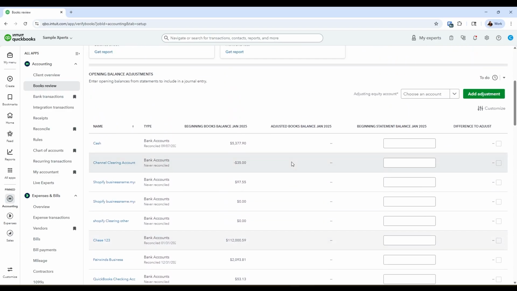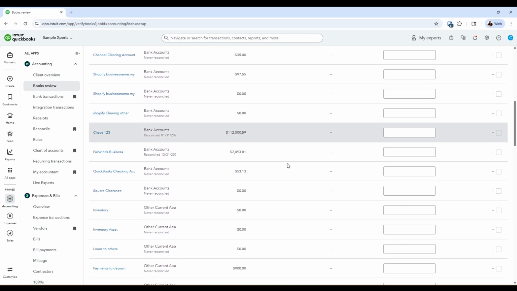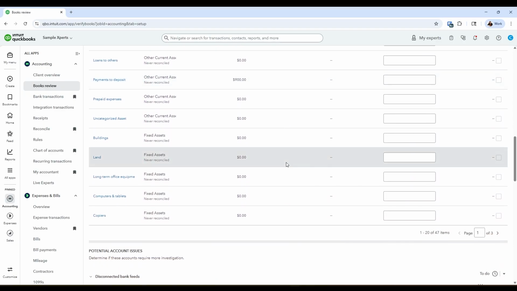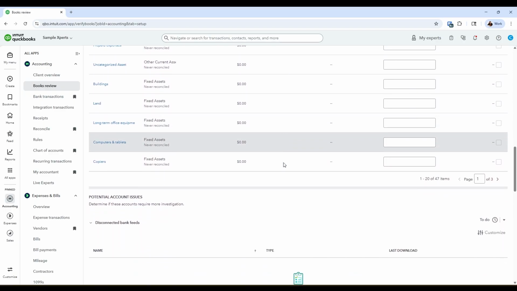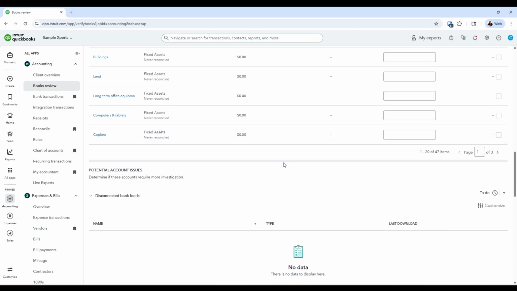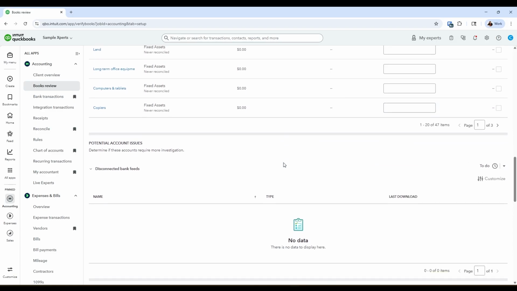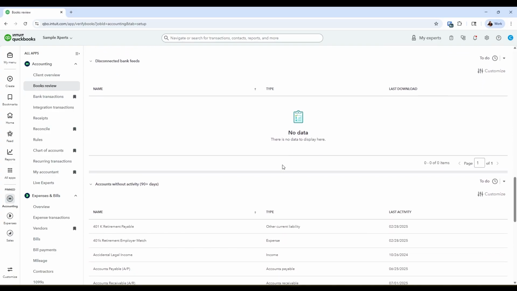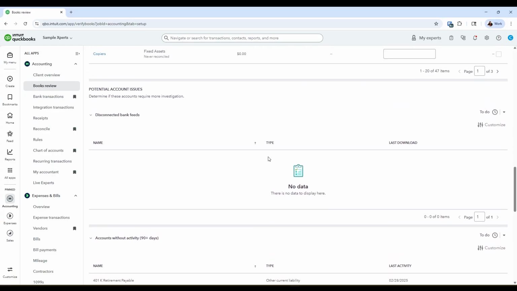Okay, so assets, bank accounts, credit cards, loans, equity accounts, and liabilities. Okay, so everything is here. Those accounts are to be matched to what's going on currently with the business or at the beginning of the accounting period, so that you can have the right numbers to reconcile the rest.